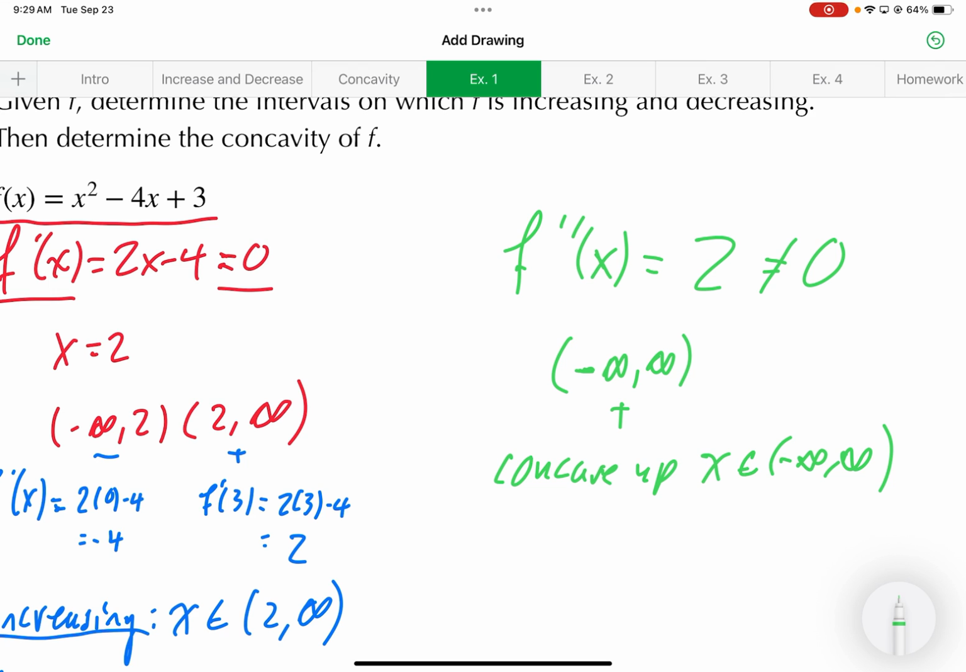So Kira, yeah, you probably missed that concavity part as well too. When your first derivative is positive, it's increasing. When your first derivative is negative, it's decreasing. When your second derivative is positive, we would say it's what's called concave up. And then when your second derivative is negative, it's concave down.